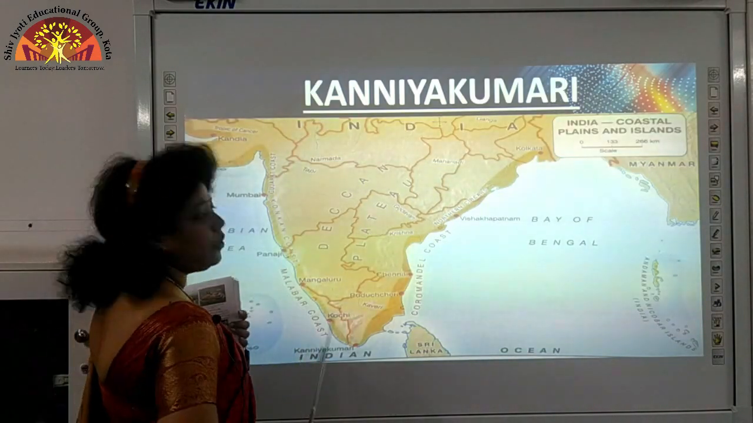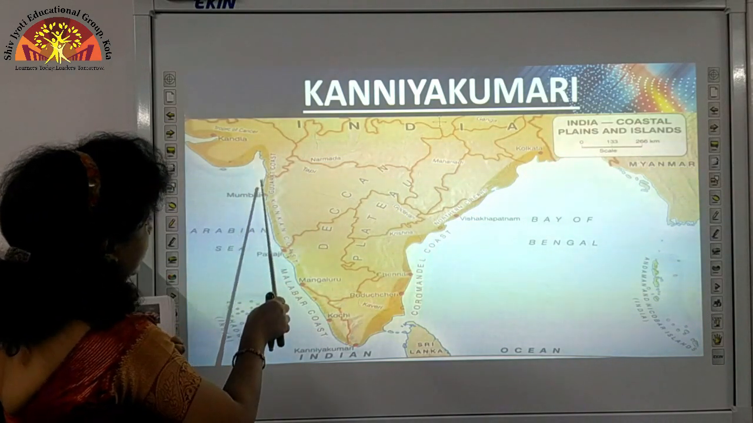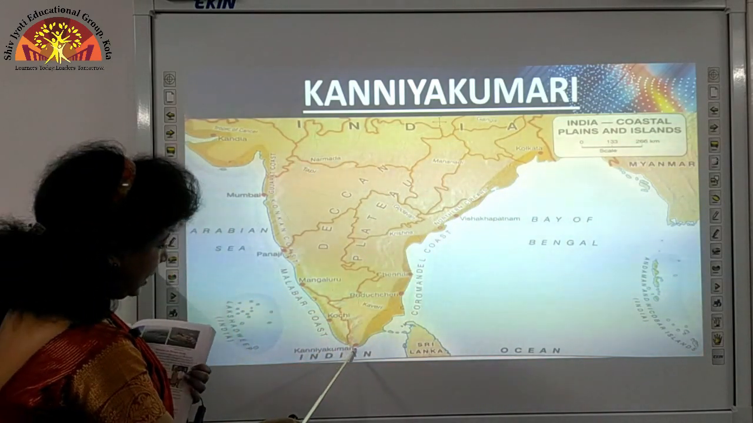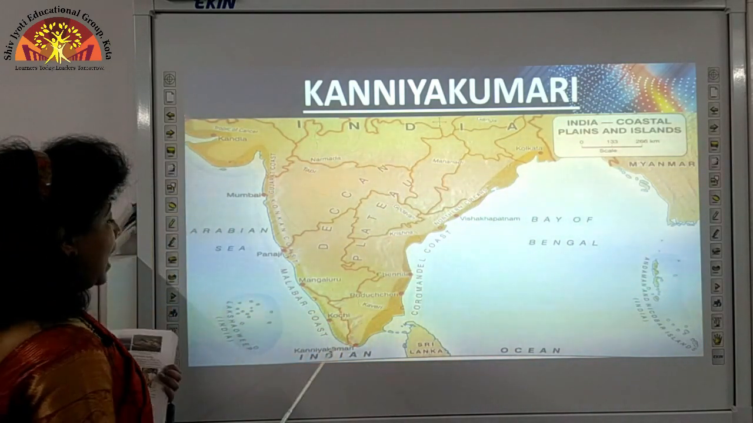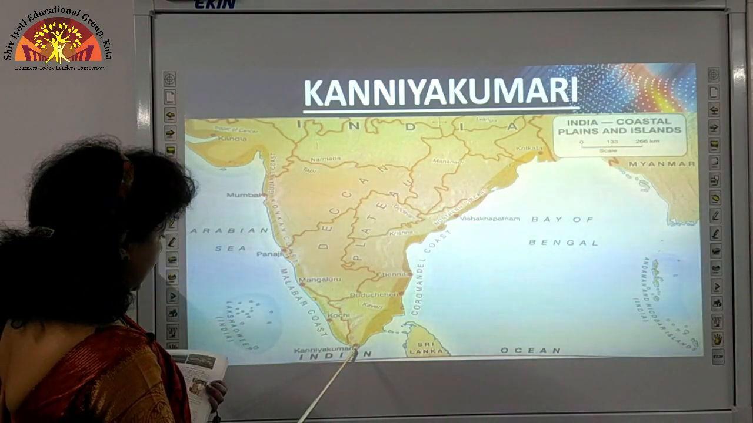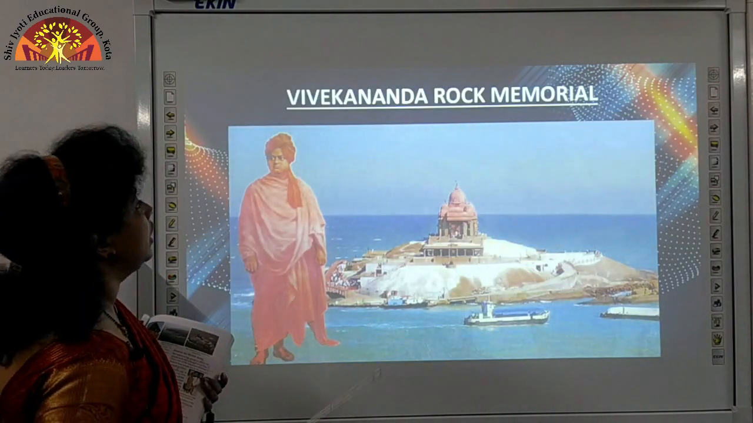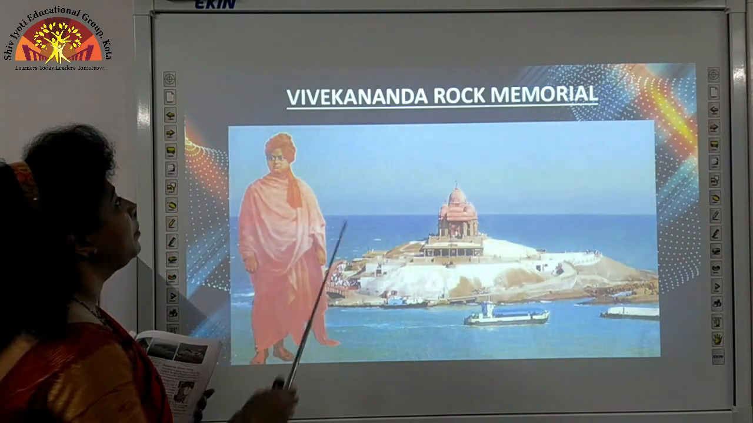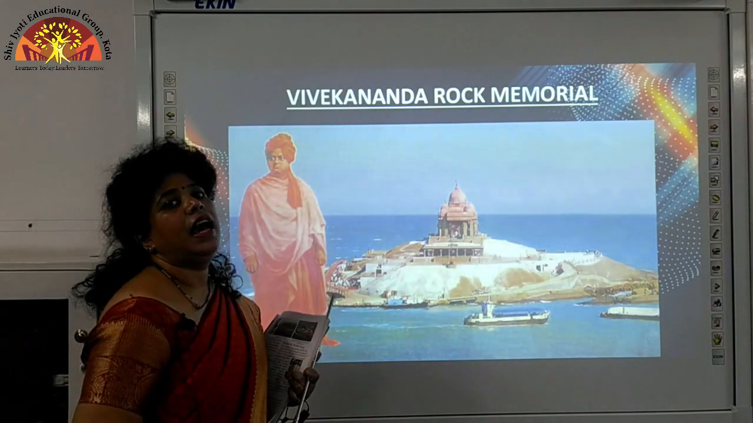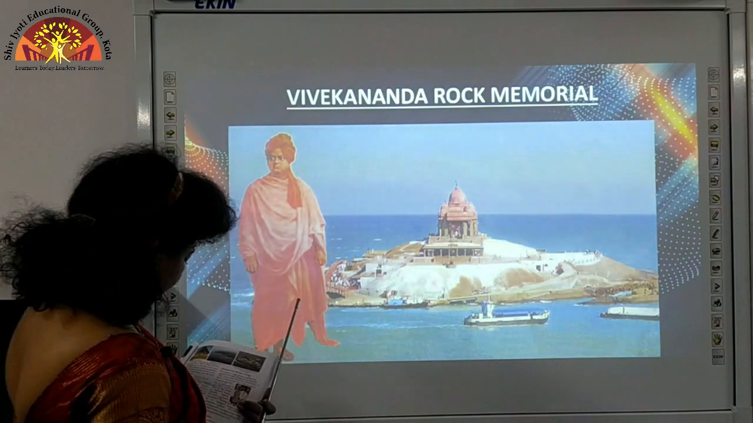This Kanyakumari is also a part of Tamil Nadu. The point where the western coastal plain and the eastern coastal plain meet is called Kanyakumari, and this is the southernmost tip of the Indian mainland. In Kanyakumari, there is a tourist monument called Vivekananda Rock Memorial. This is the place where Vivekananda had got his enlightenment, and this is also an important tourist attraction.